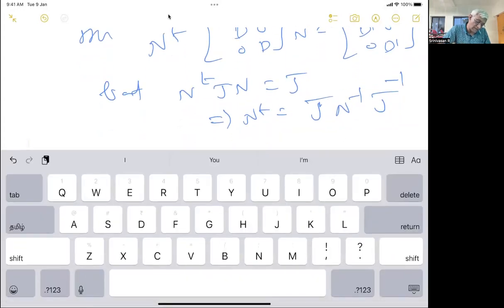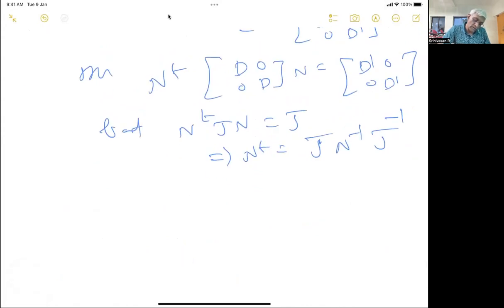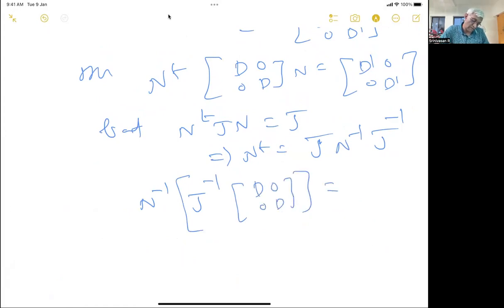I just insert that. So this implies N inverse, J inverse, of D 0 0 D, equal to, I take the J inverse on the other side also, N equal to J inverse, D prime 0 0 D prime. Okay, this is okay.